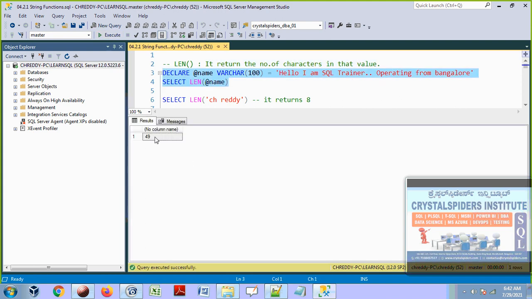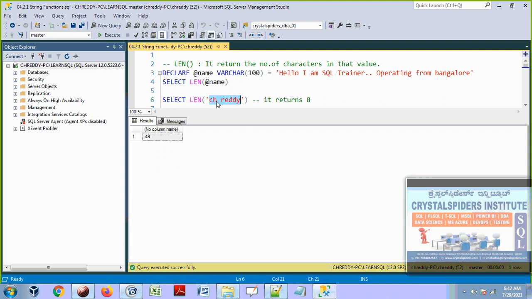See that the len function is returning 49 characters in this value. I don't want to count, guys, I trust SQL Server. 49 are there, but here the thing is, sir, there are some space characters also. Is that going to be calculated as characters? Yes. Space, dot, everything will be considered as a character. Space is also considered as one character. So that's why I am going to see how many characters are there in this value.